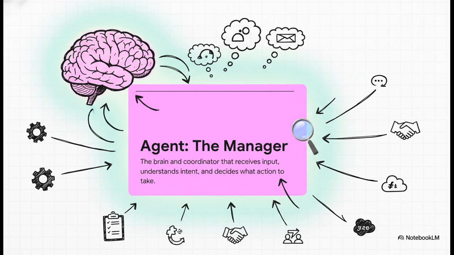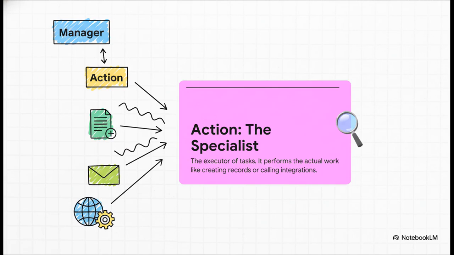First up, let's meet the agent. The agent is basically the manager of this whole operation. It's the brains. It gets a request, it figures out what's really being asked, and then it decides what needs to be done. Now, the key thing to remember here is that the manager doesn't actually do the work itself. It delegates. And that brings us to the action. The action is your specialist, your doer. After the manager, the agent, decides what needs to happen, it hands the task off to the action. This is the component that's actually executing the work: creating a record, firing off an email, or calling out to some external system.